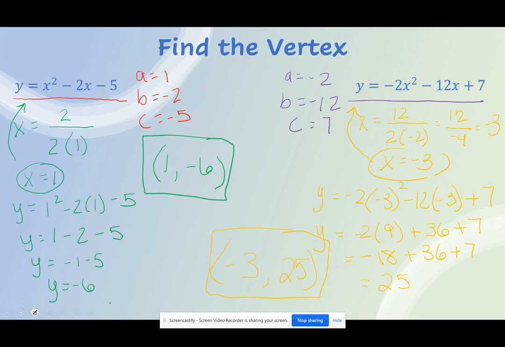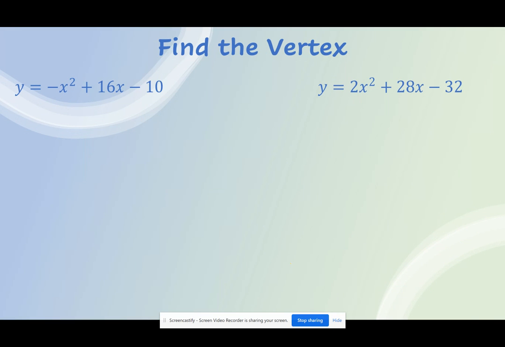Now I'm going to show you the example using option 2. So for y equals negative x squared plus 16x minus 10, our a equals negative 1, b equals 16, and c equals negative 10. So we use our x equals negative b over 2a still for the x coordinate of our vertex. So negative b becomes negative 16 over 2 times negative 1. Negative 16 divided by negative 2 becomes positive 8.